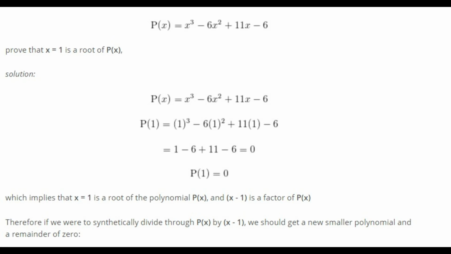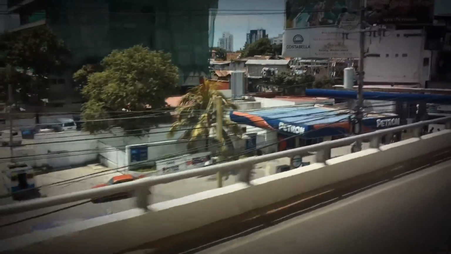Therefore, if we were to synthetically divide p of x by x minus 1, we should get a new smaller polynomial and a remainder of 0. Well, that's the wrap on remainder theorem.